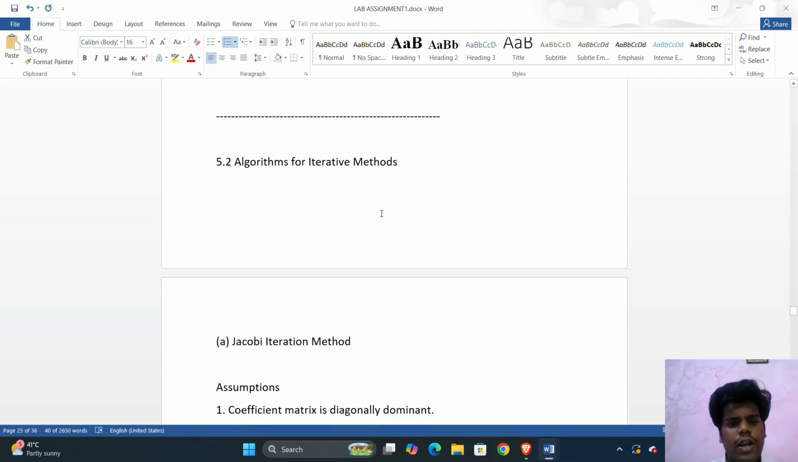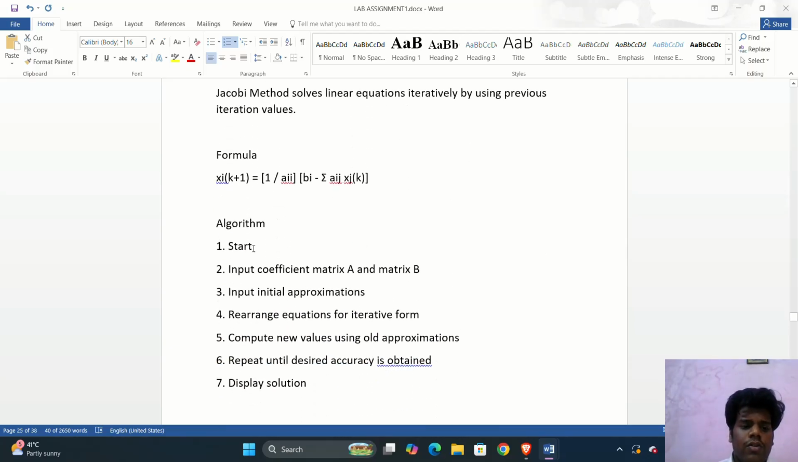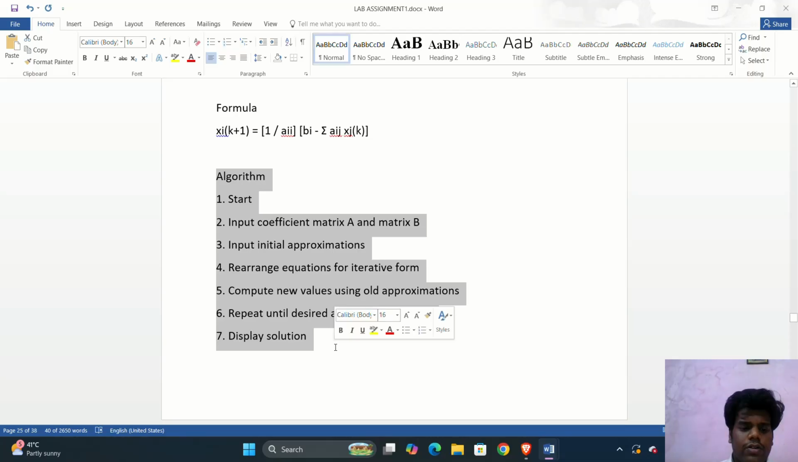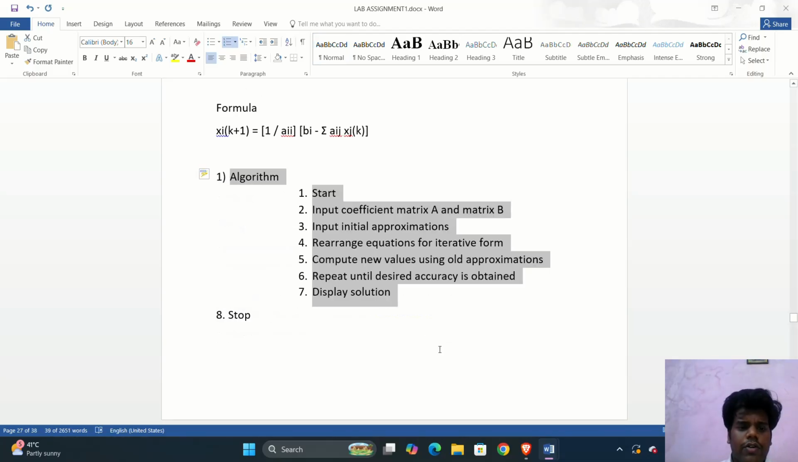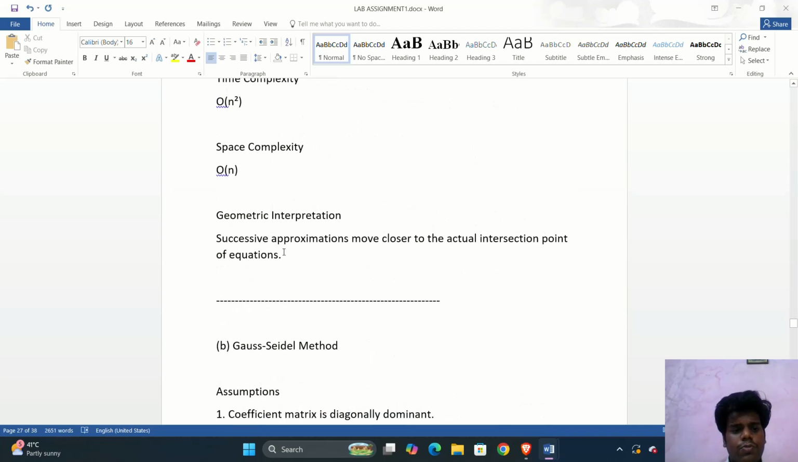Now let's move to the 5.2 algorithm for iterative methods. Jacobi iteration method: the coefficient matrix is diagonally dominant. The algorithm: start, input coefficient matrix A and B, input the initial guess, rearrange the equations into iterative form, compute new values, and display the solution in iterations.